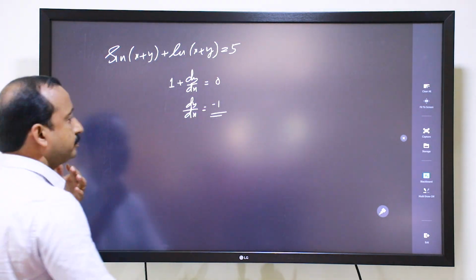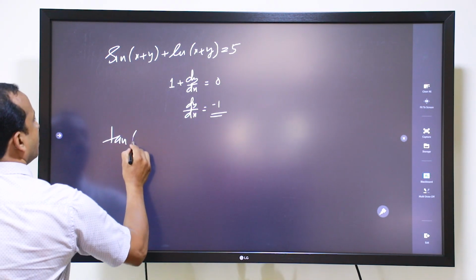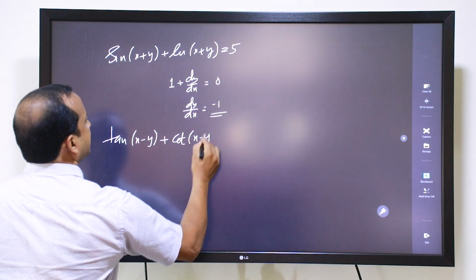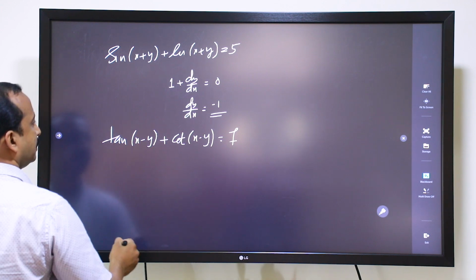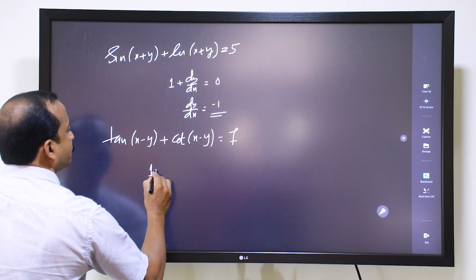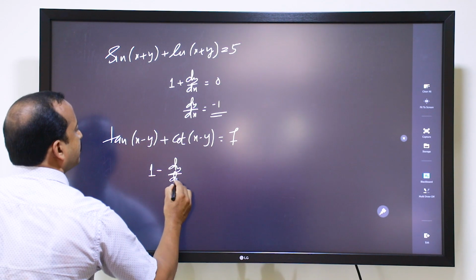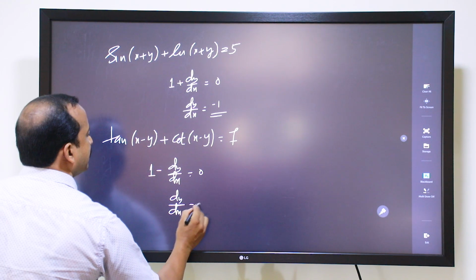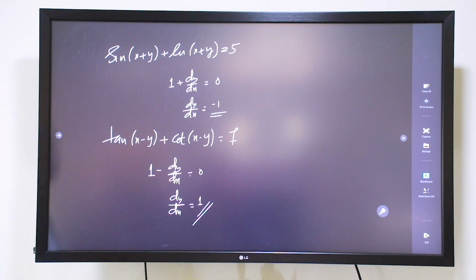That's all. Similarly, if tan of x minus y plus cot of x minus y is equal to 7. Here the common angle becomes x minus y and the derivative of x is 1 and derivative of y is dy by dx equal to 0, and therefore dy by dx is equal to the answer 1. That's all. It's very simple.